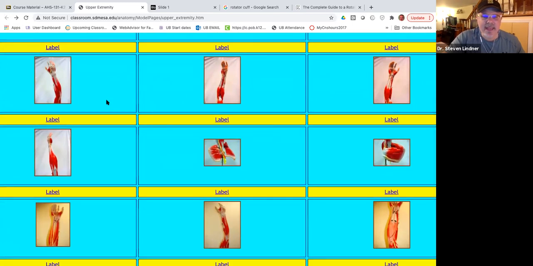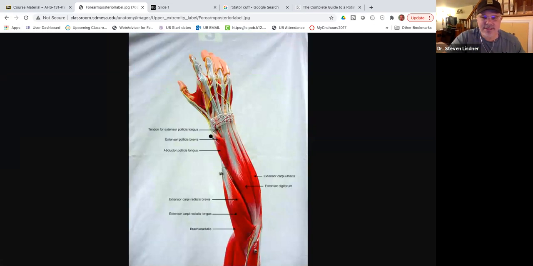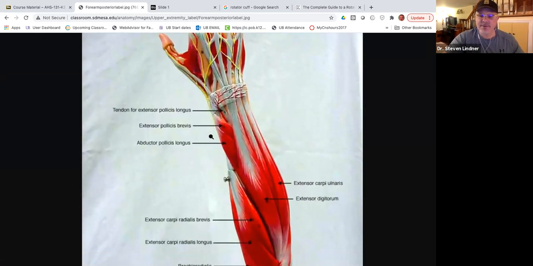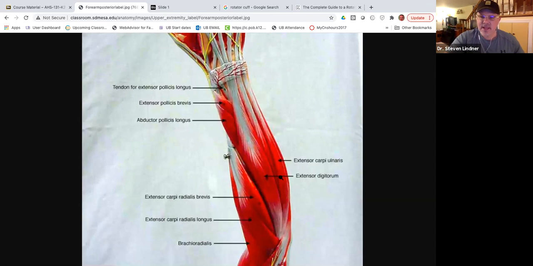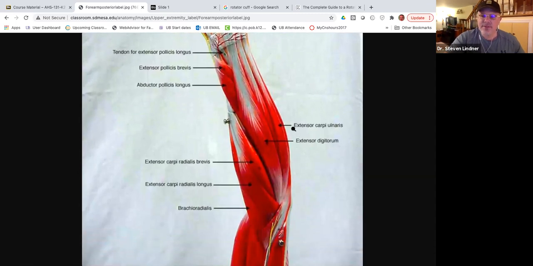Okay, let's look at the posterior forearm where the extensors were. Remember, the anterior side had the flexors, and the posterior side had the extensors. All the flexors originated near the medial epicondyle. They call that the common flexor tendon site. And near the lateral epicondyle, where the wrist and finger extensors started, they call it the common extensor tendon site.